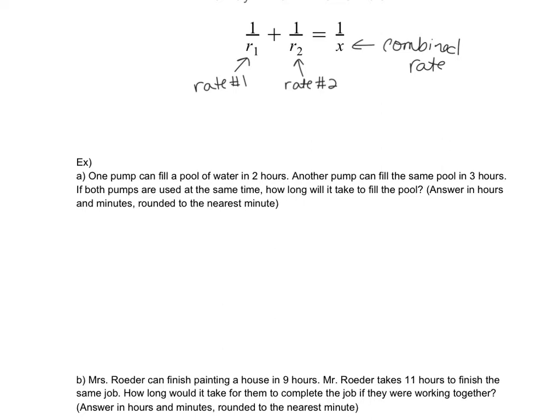Okay, so we know that one pump fills it in 2 hours, so that would be rate number 1. So we're going to have 1 over 2 plus 1 over 3, since the second pump fills it in 3 hours, equals 1 over X, which is their combined rate if they're working together.